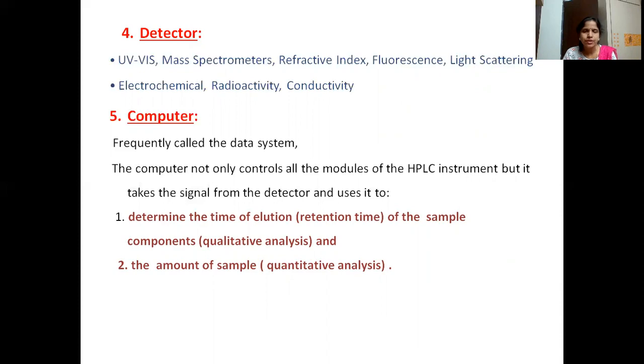That chromatogram will give information about the qualitative analysis, that is, what is the type of the component that has been eluted out. That means based on the time of elution, which we call retention time. Retention time is nothing but the elution time, how much time the component has taken to travel through the column. And with the help of that chromatogram, we can also determine the amount of the sample present in it. That is what we call quantitative analysis. That is also computerized. Everything, the feedback, we will get from the computer itself.